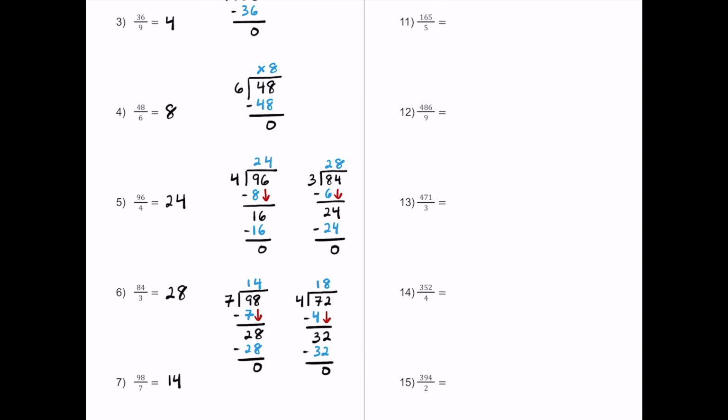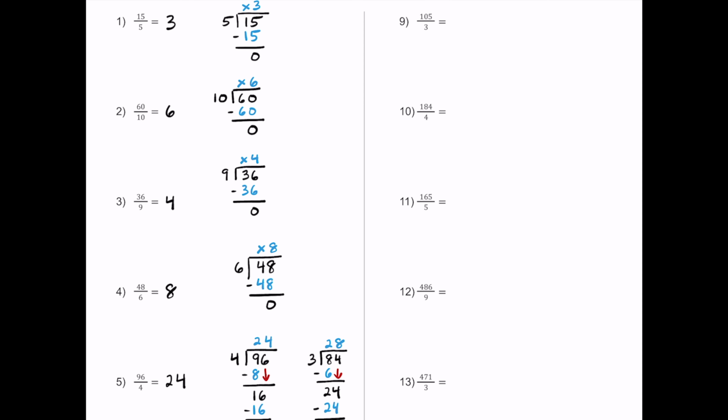Let's move on to number 9. For number 9, we have this 105 divided by 3. So go ahead and put 105 on the inside and 3 on the outside. 3 will not fit into 1, so I'll put an X here, but 3 will fit into 10. 3 times 3 does equal 9, so that's as close as we could get without going over. 10 minus 9 is 1.